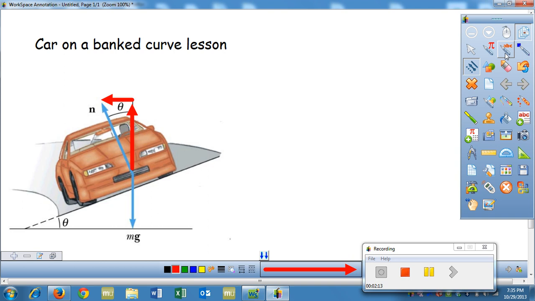So if we break it up like that, we can see that since the car is neither going down or up, the sum of the forces in the up and down, the vertical direction, is 0, which basically tells us this vertical piece right here has to equal mg. So this piece right here is mg. And you can also see that this is equal to the normal force, I'll call it F sub n, times the cosine of theta.